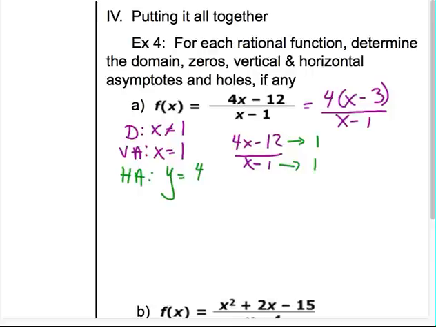So let me just make sure I'm getting everything. Domain, zeros. Zeros occur where the numerator is equal to 0. I factored my numerator. Since 4 will never equal 0, I'm going to set x minus 3 equal to 0. So the zero of my function is x equals 3. And we covered everything else.